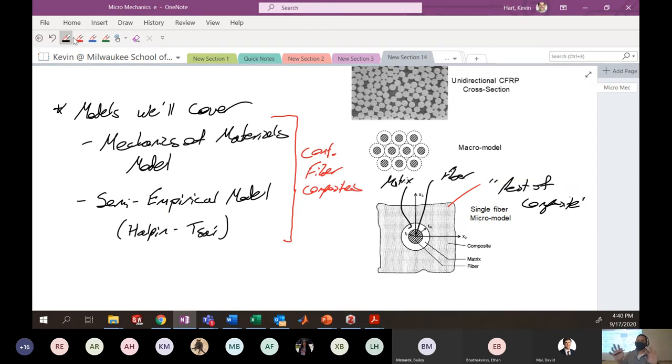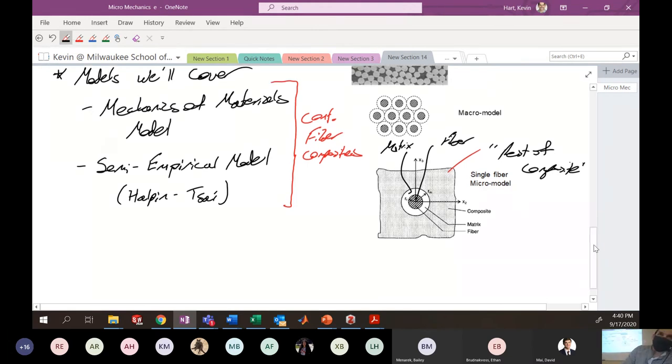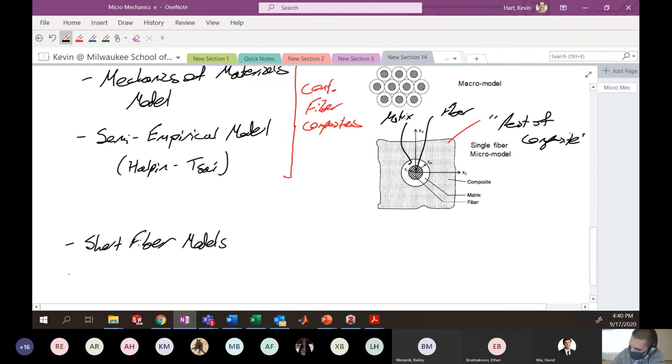So we have two models, and they're somewhat related, actually, for continuous fiber composites. And we'll also look at some models for non-continuous fiber composites, specifically short fiber models. And we'll also look at particulate models.